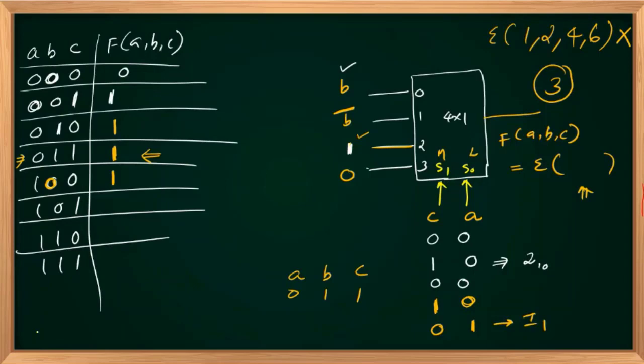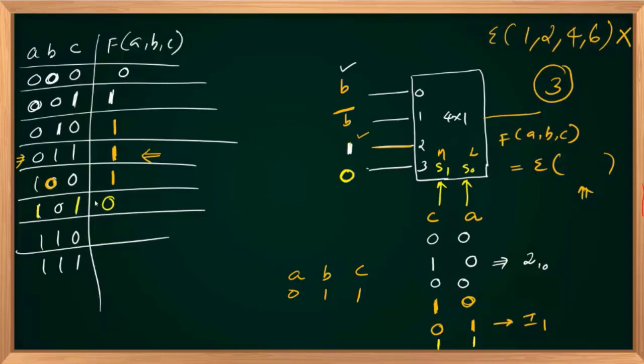So let us continue. 1, 0, 1 implies A equals 1, C equals 1. So I3 will be selected. What is I3? I3 is a 0. So the output will be 0.